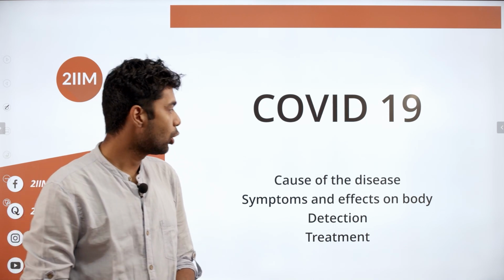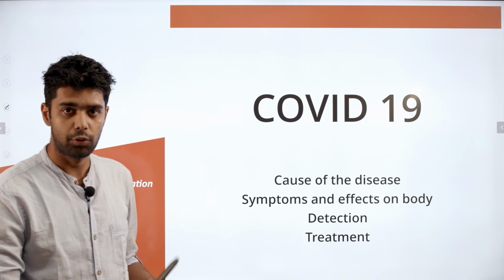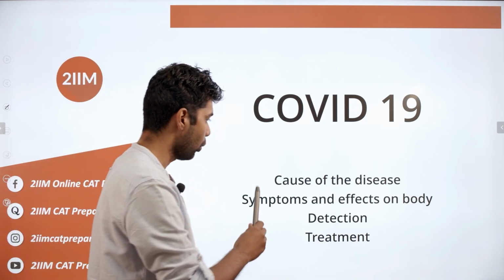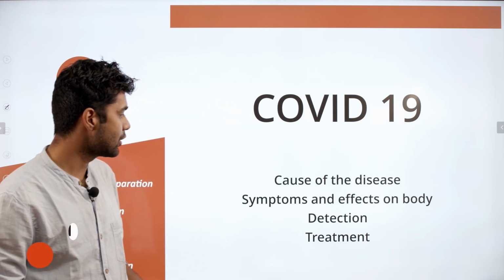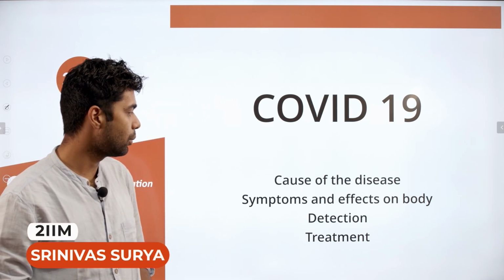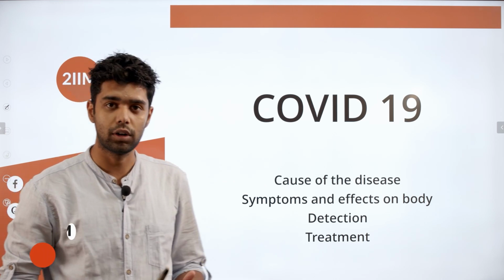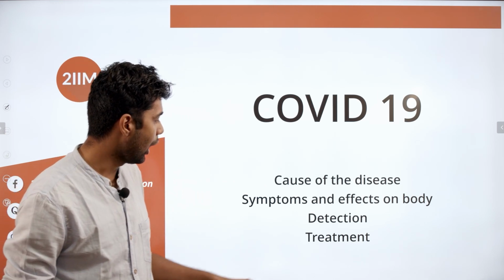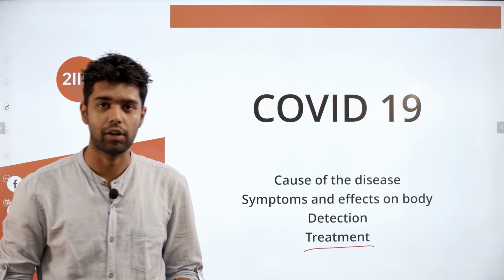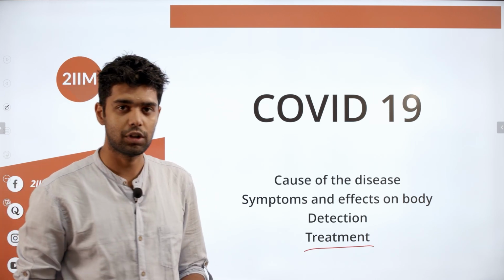Hi, so we'll talk about COVID-19 in this video. We'll address four different topics here. First, we'll try to understand what is the cause of the disease. Then we'll look at the symptoms and effects on the body. We'll also try to understand how the disease is actually detected, and how the disease is actually treated. So these are the four questions that we'll address.